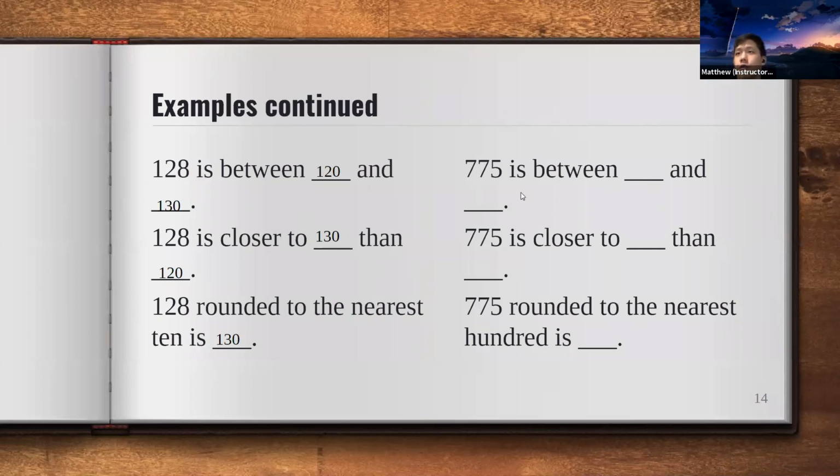So let's take 775. It is between 700 and 800. This is rounded to hundreds. It's closer to 800 than it is to 700, so it's 800. But if you round it to the nearest tens, 775 is between 770 and 780. It's close. Most people, when they start out, will say it's closer to neither. It's in the middle. But according to mathematics, if it ends in 5 or higher, you must always round up. So 775 would be closer to 780 than 770, so it will be rounded to the nearest 10 of 780.